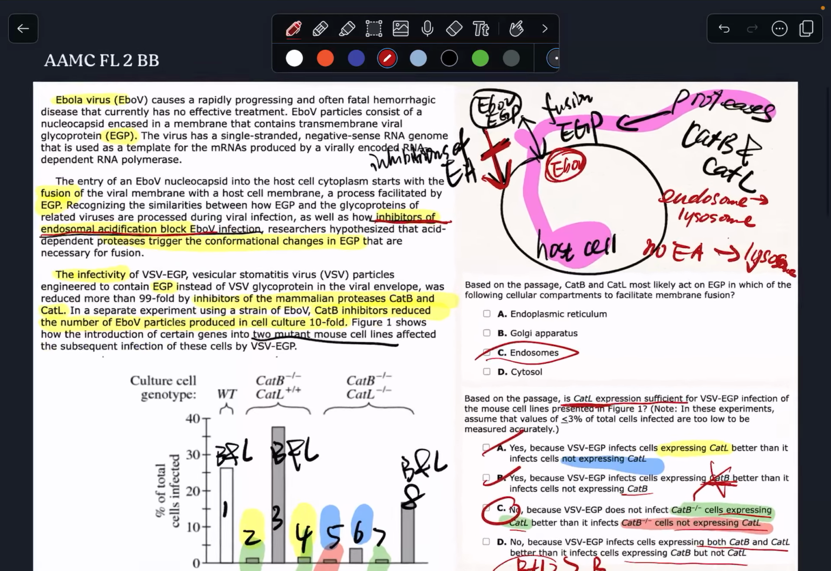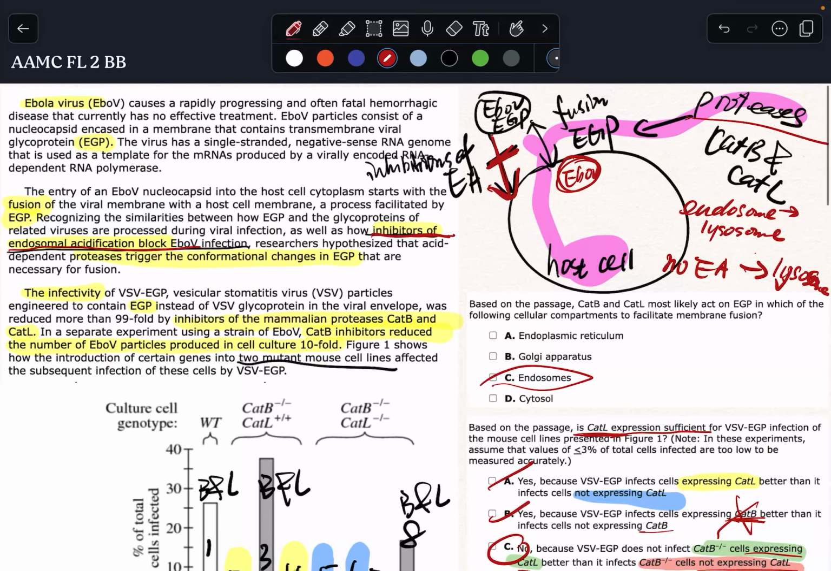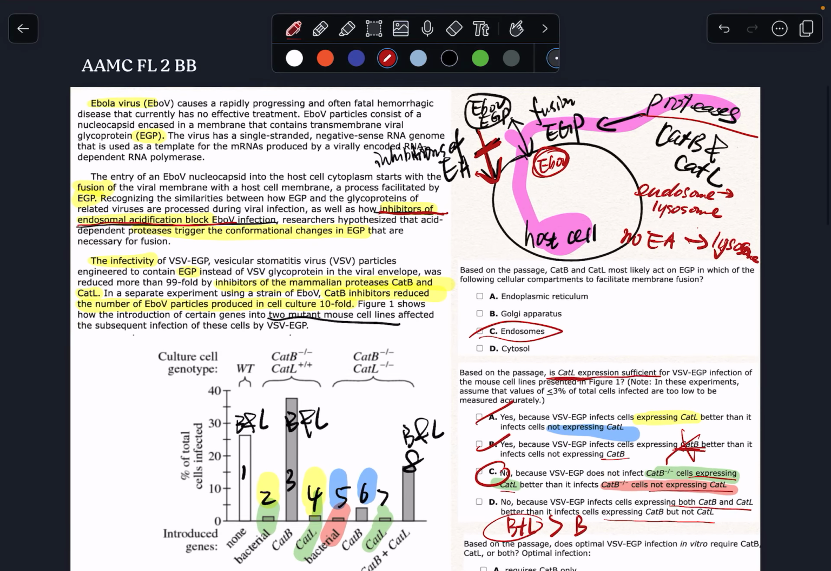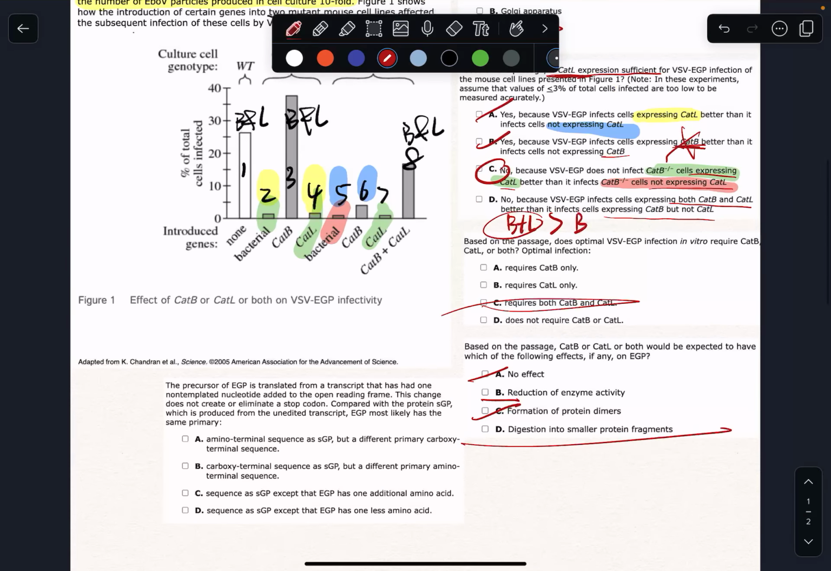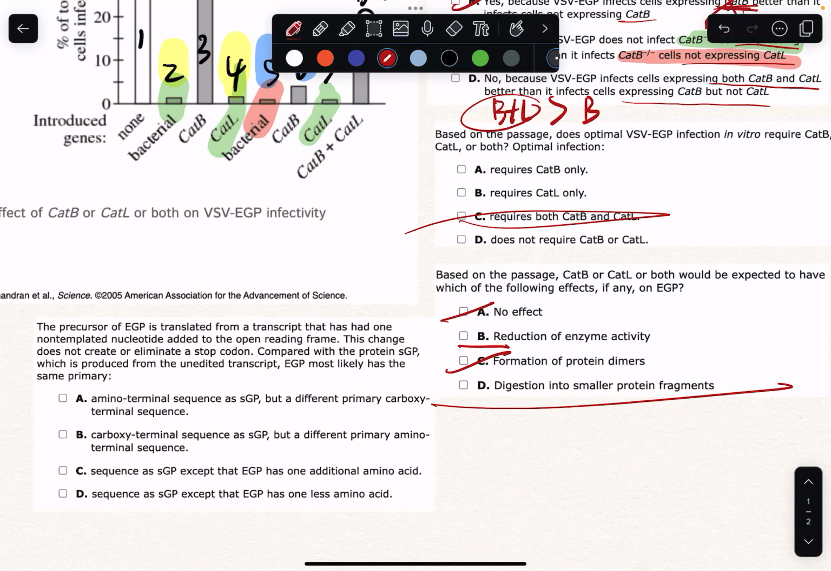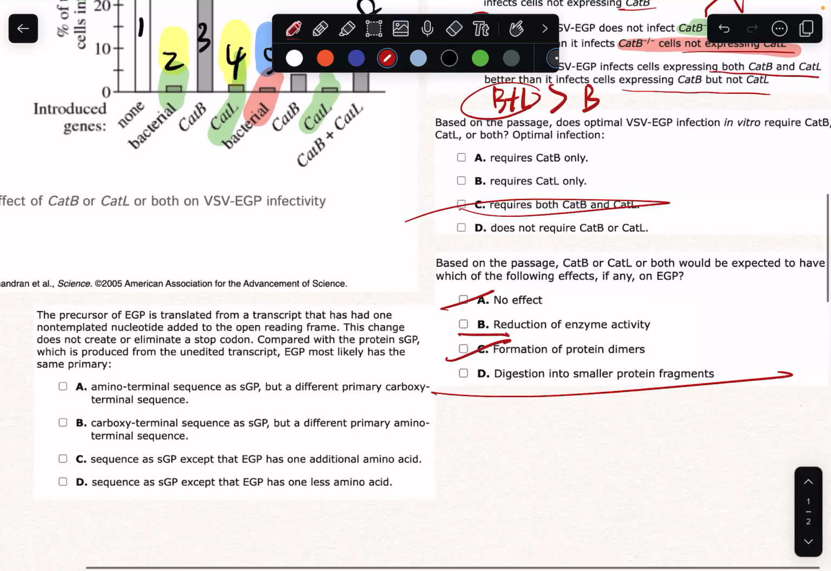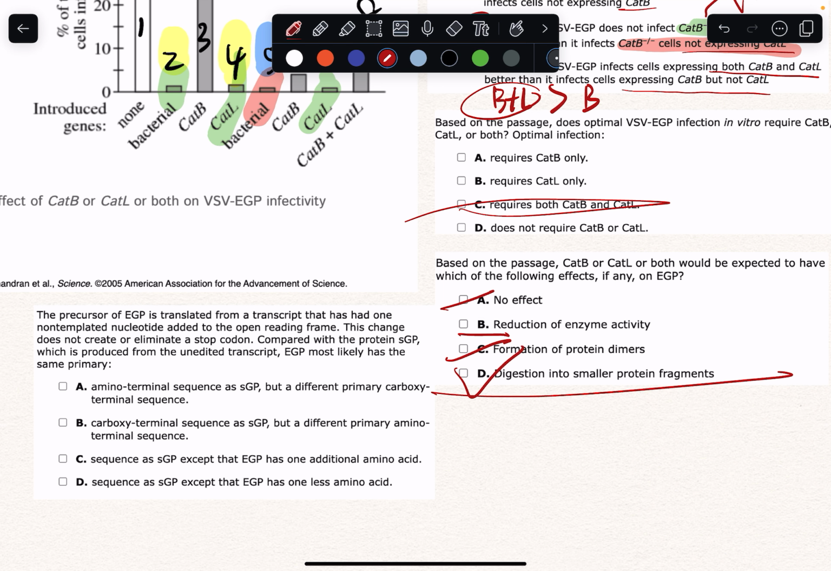I doubt it, because Cat B and Cat L are proteases. Really, their job is to chew up the proteins, right? They cut them short through hydrolysis of the polypeptide chain. So I don't think it's going to do anything other than what D says, digestion into smaller protein fragments. That's what proteases do. So D is my best answer.